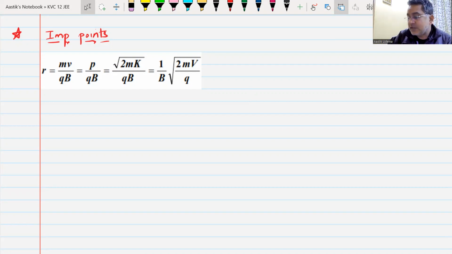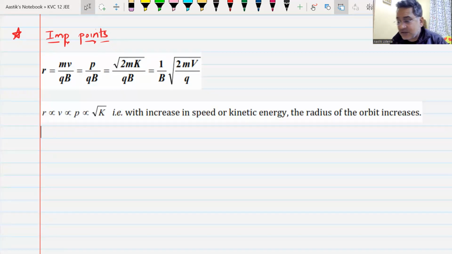Yes, sir. As you can see, this radius r is directly proportional to v, or directly proportional to p, or directly proportional to root over k. That means if you increase the speed or the kinetic energy or the momentum, obviously the mass of the particle cannot change. If you increase the speed or the kinetic energy or the momentum, the radius will increase.